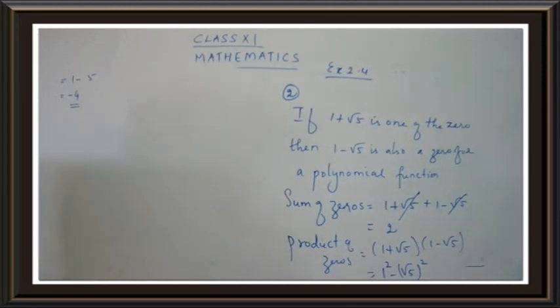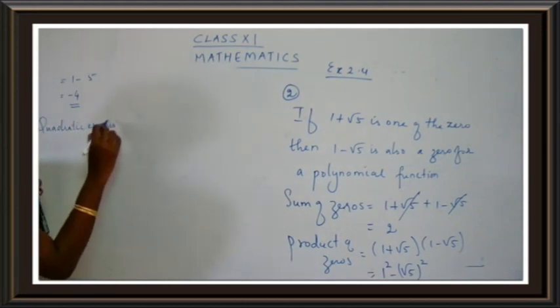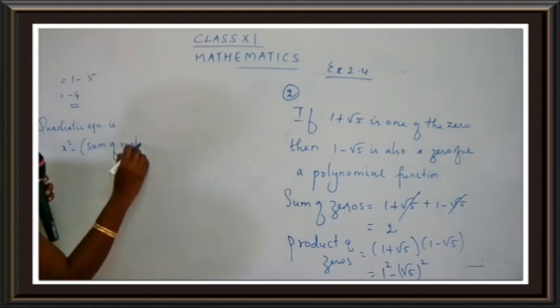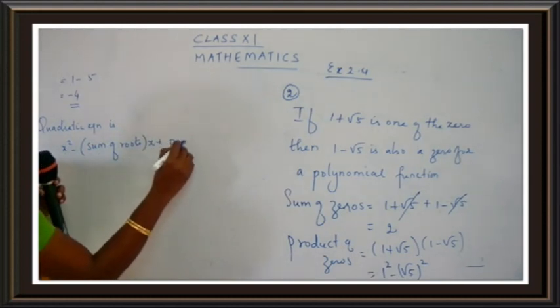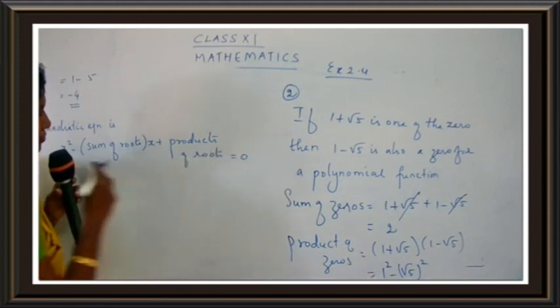Now, the question is to find the quadratic polynomial, and it is also satisfying one of the conditions. They have given P of 1 is equal to 2. Yes? So, first of all, let's write down the quadratic equation here. Quadratic equation is x square minus sum of roots the whole x plus product of roots equal to 0.